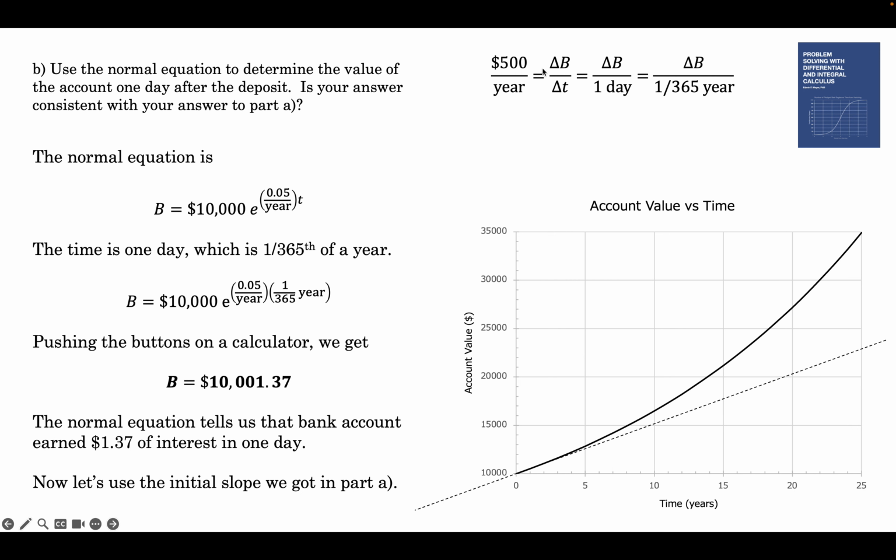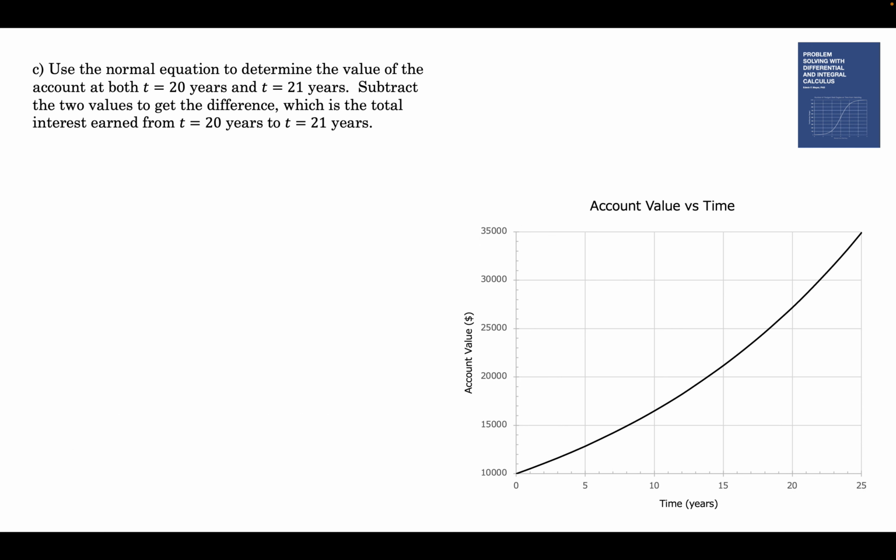So we have the slope. The slope is the rise over the run. We can pick a run, and our run is 1 day. We want to know the rise, the change in the bank account value after 1 day. So we want the units to cancel out, so we put years, and then we solve for delta B. We just multiply both sides by 1/365 of a year. We do that, we get $1.37, which is consistent. We got the same answer using the normal equation as we did using the slope and extrapolating 1 day away from 0. On to part C.